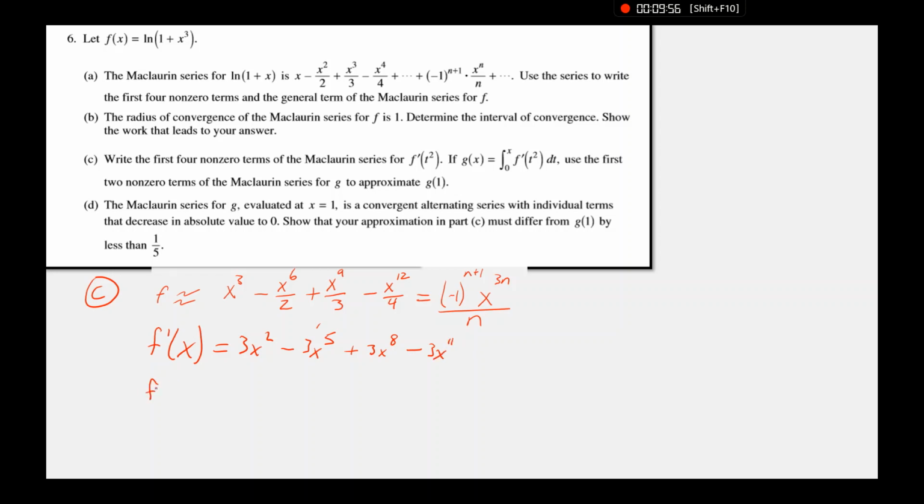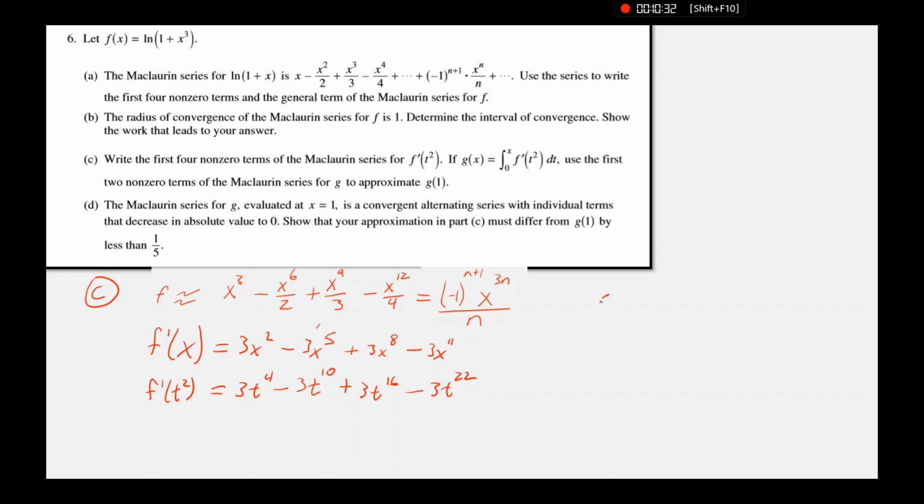Okay, then we're going to plug in t squared. So that's going to be 3t fourth power minus 3t 10th power plus 3t 16 minus 3t 22. Okay. And then g of x is the integral from 0 to x of f prime of t squared dt, and I want to use that to estimate g at 1.